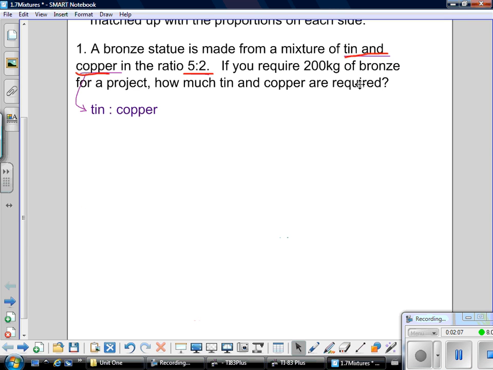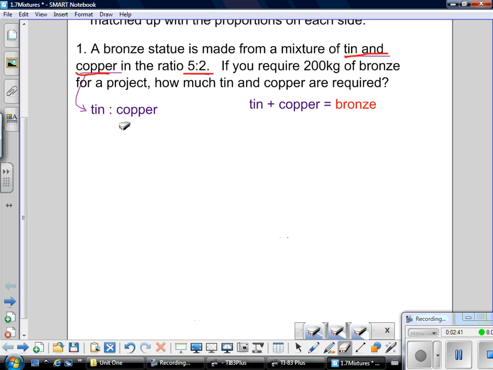The next thing I talked about was this bronze. When I put tin and copper together, it creates a mixture that we call bronze. So bronze isn't something by itself; it's made up of tin and copper. Now they've given me this ratio of 5 to 2, which is great, but I'm not quite sure what I'm supposed to do with the bronze. So let's take a closer look at it.